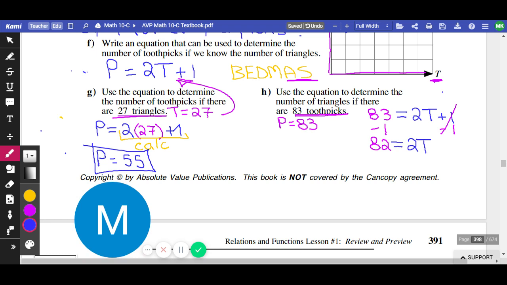So I moved a number, I showed how I moved it, and then I reorganized my work. I rewrote it out, and I just keep following that process until I get the letter by itself. I have another number here. It's a multiplication, which is the next thing I need to move. To move something, you want to do the opposite of it. The opposite of multiplying, which is 2 times t, would be division. We're going to divide both sides by 2. When you divide both sides by 2, it'll cancel those 2s out so that you only have t left over. On the left-hand side, you do 82 divided by 2 in your calculator, and you'll get 41 equals t. That means you have 41 triangles if you had 83 toothpicks.